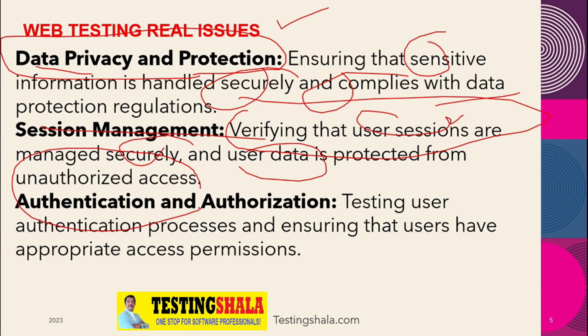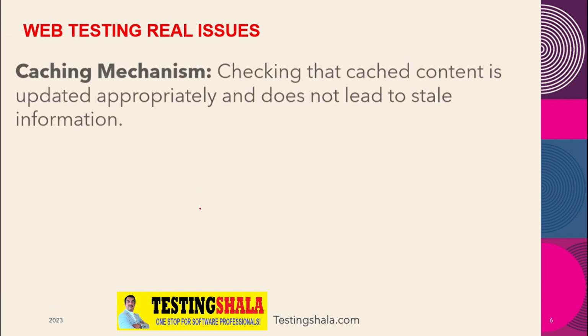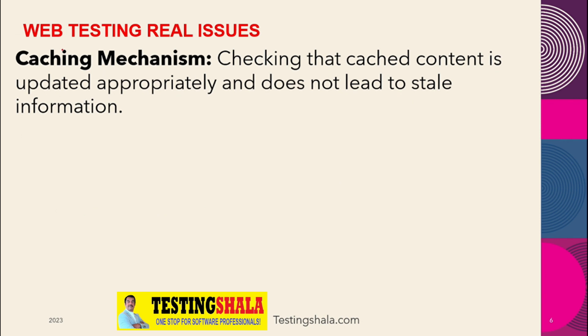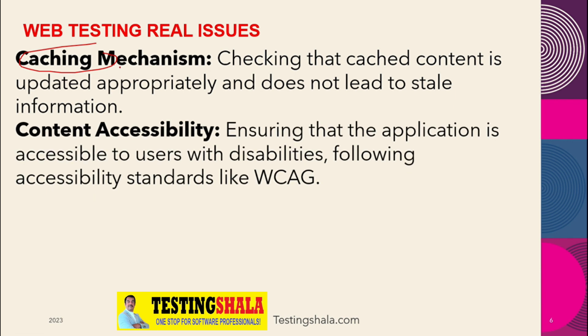And the next one is the caching mechanism, also very key in web testing. We should always ensure that cache contents are updated appropriately and do not lead to stale information, and the caching data needs to be managed properly. And the next one is content accessibility, ensuring that the application is accessible even for disabled people, and we should test accessibility standards as part of web testing.